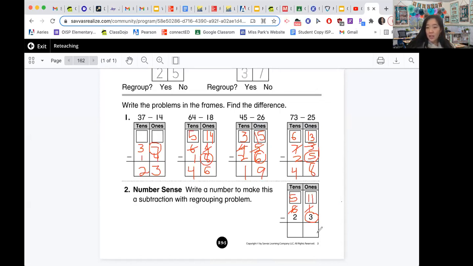11, 10, 9, 8. 8, 9, 10, 11. 11 minus 3 equals 8. 5 minus 2 equals 3. And your answer would be 38. If we did 61 minus 23.